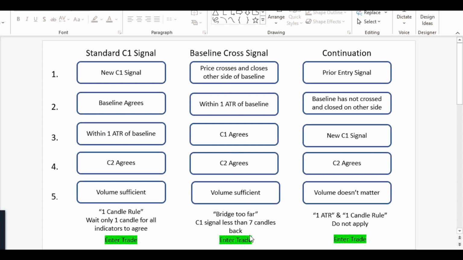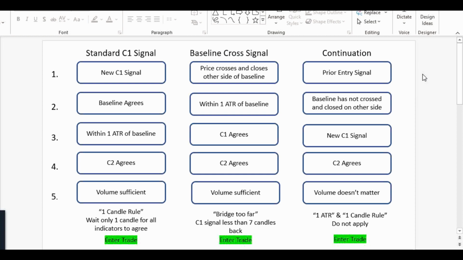For the baseline cross, we do not have a 1 candle rule, but we have a different rule called a bridge too far. And that's the 7 candle rule. So what this means is if we see that our C1 agrees, but it's triggered a few candles back, we want to make sure that it's less than 7 candles back, because if VP puts it, as he puts it, that's just too far, meaning that triggered too far ago that we're not going to take this baseline cross.